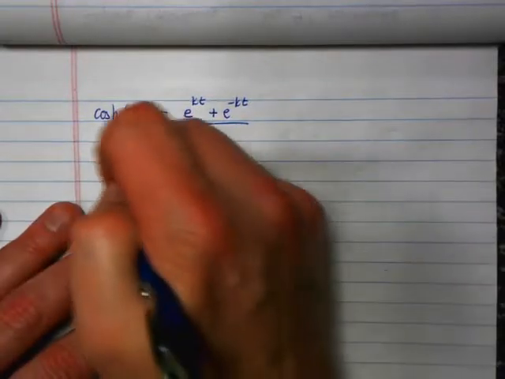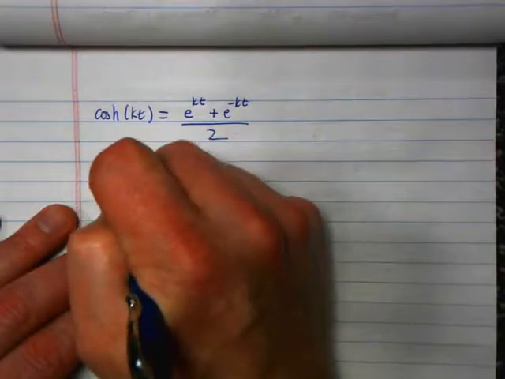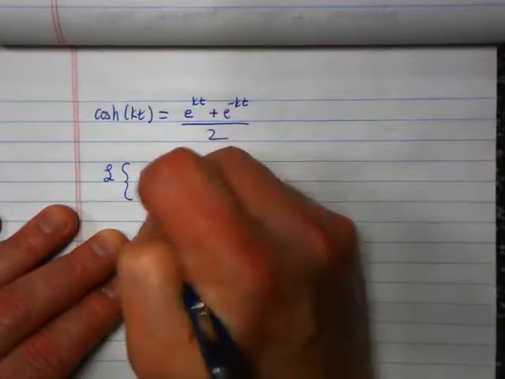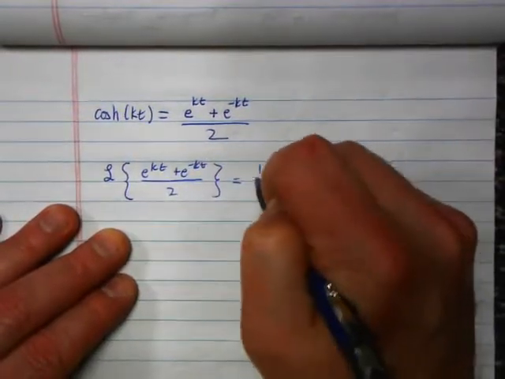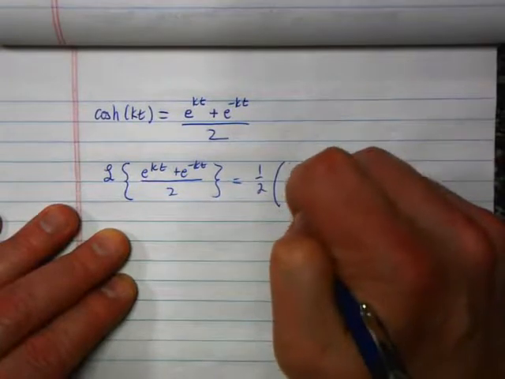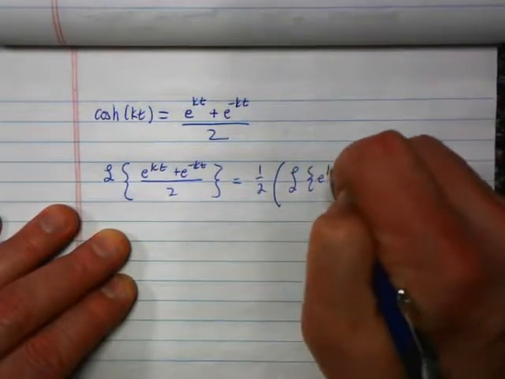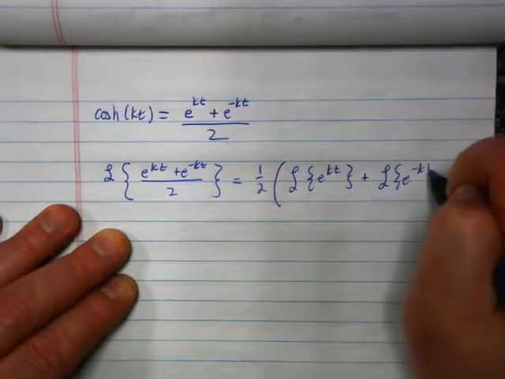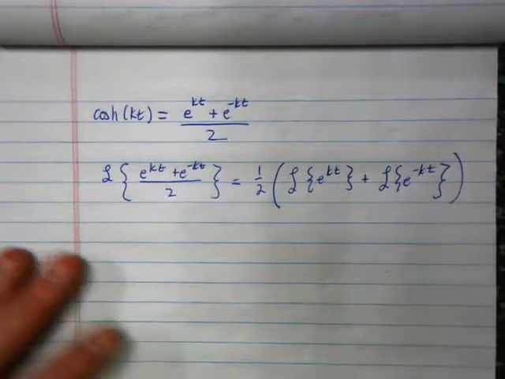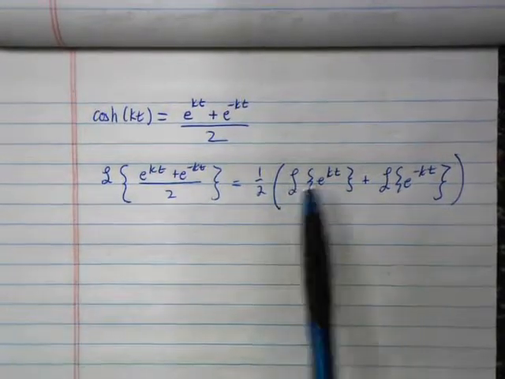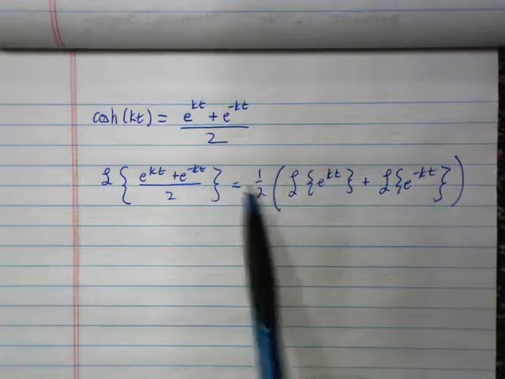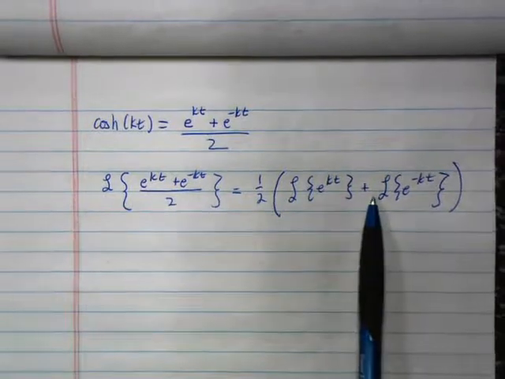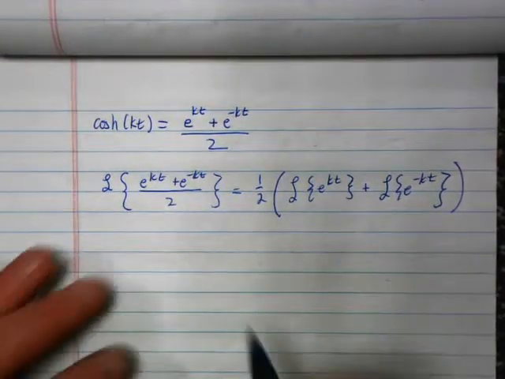Well, we talked about this the other day. If I want to do the Laplace transform of e to the kt plus e to the negative kt over 2, I can take the 1/2 out, and then I can split it into 2 Laplace transforms. Because Laplace transforms are defined in terms of integrals, these are properties of integrals: you can take a number out to the front, and if you're integrating two things and adding them, you can integrate them separately and add them later. And so this becomes a pretty easy problem.